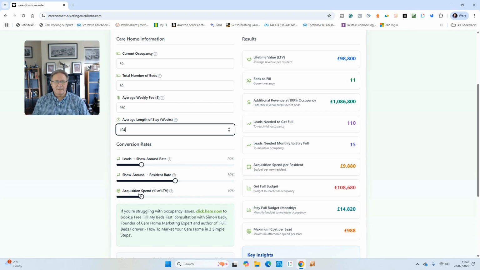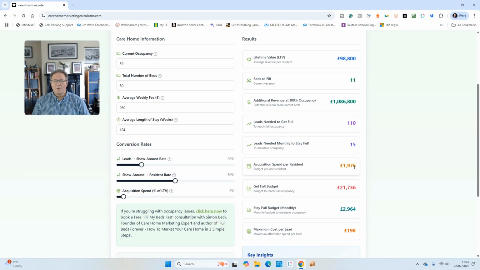Now at the moment it's set at, that's this slider at the bottom here, and that's set at 10%. So if I wanted to only spend 5% and I drag that down to 5%, you can see that this is the budget per new resident, and it's gone down now from 10% to 5%, so that's down from 9,880 down to 4,940, and you can drag it to whatever percentage you want. If you wanted it to be 2%, that brings it down further to 1,976.